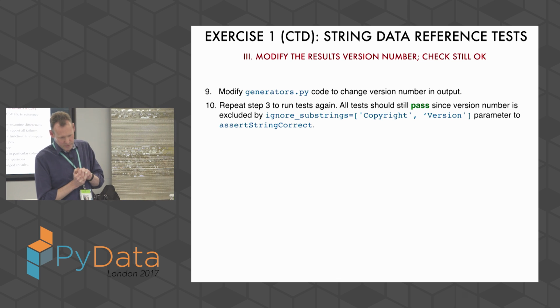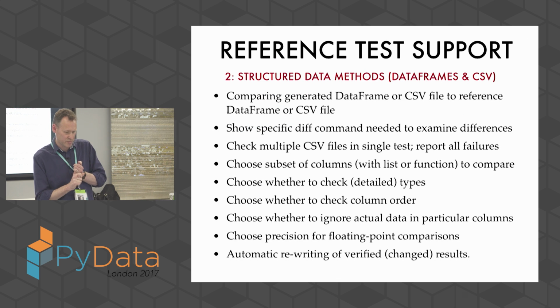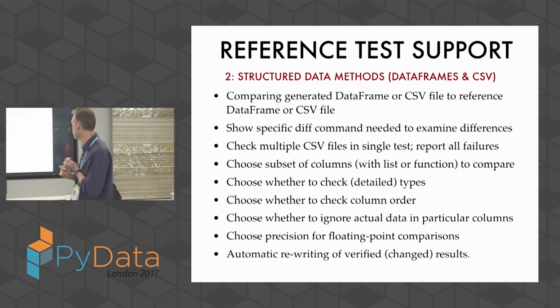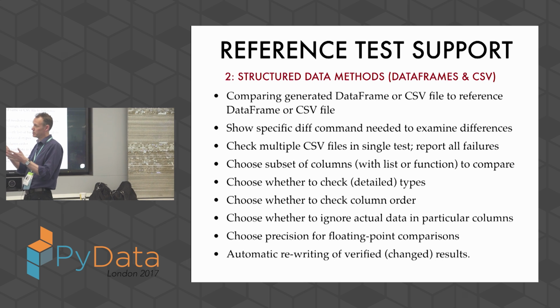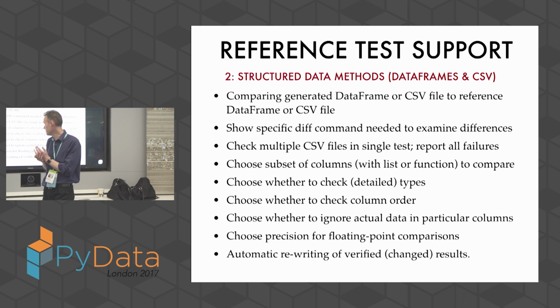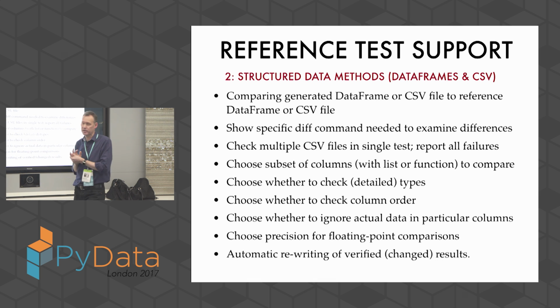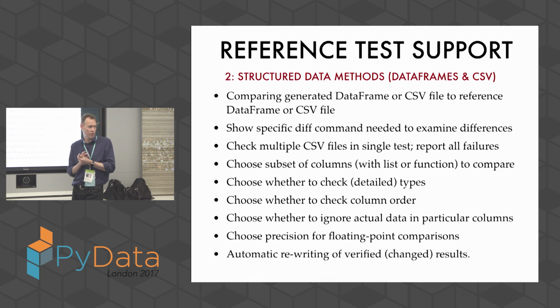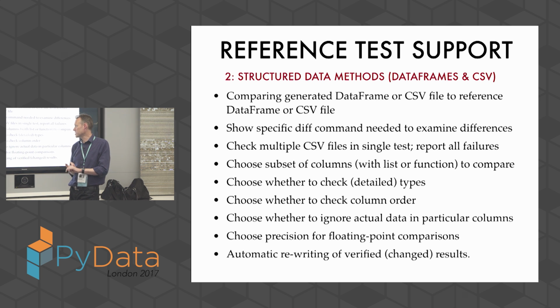So with structured data, what the library supports is comparing a generated data frame or CSV file to a reference data frame or a reference CSV file. Again, it will show you the specific diff command that you need to use to see what the difference is if they're not the same in the case of the files. You can check multiple CSVs at the same time and it will show you all the errors, not just the first one. You can specify a subset of columns to check, so it may be that there are some columns that have got random numbers in them or that you're not expected to be the same or that you don't care about. You can choose whether you want it to be very picky about types or not.